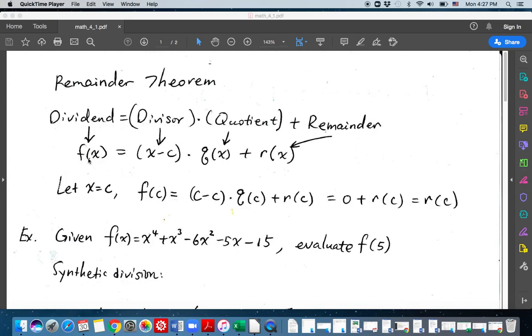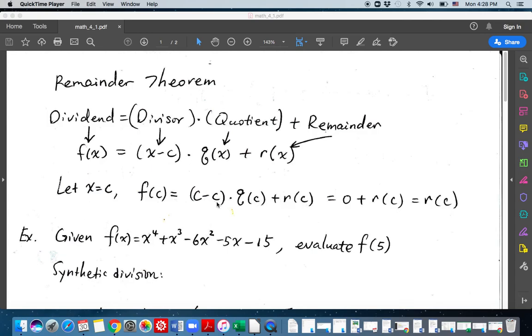With this setup, we rewrite the polynomial f of x as the product of x minus c and q of x, plus a remainder term being r of x. We can evaluate this function by substituting x with c as we did before. So basically this says f of c equals c minus c times q of c plus r of c.